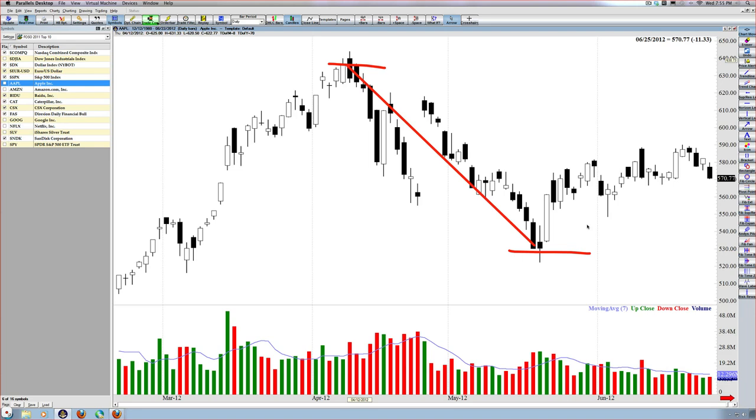Okay, it's also interesting to go back about 2 weeks before that. There was another formation that looked like a dark cloud cover. It was a dark cloud cover right there. And this one did not play out as a bearish reversal. The next day after the dark cloud cover, we got a small candle that was an inside day.